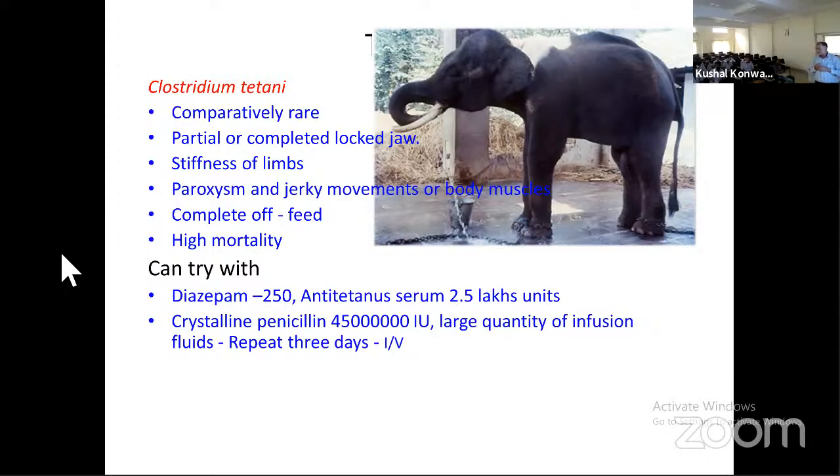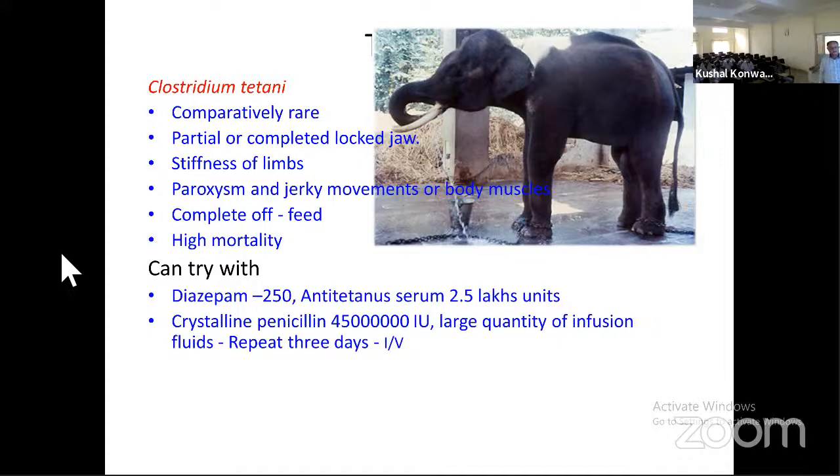This is comparatively rare. Partial and complete locked jaw, stiffness of the limb, jerky movement, complete off feed, and very high mortality. If you can find a case early and if there is a history, of course, laboratory test, we can reduce the rigidity by diazepam, anti-tetanus serum, 2.5 blood unit is given, then penicillin, a very large dose of penicillin, 12 hourly. But in my case, I have treated 3 cases.